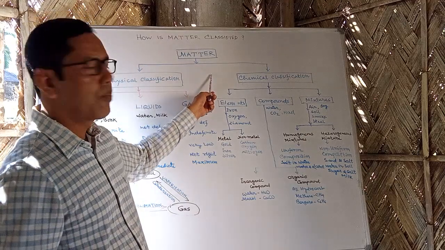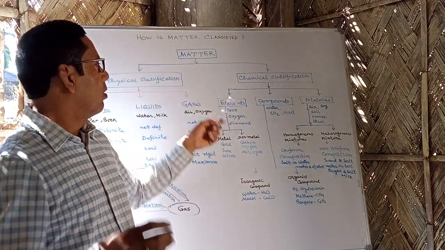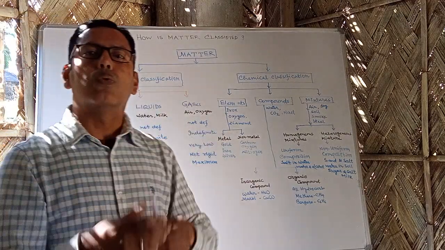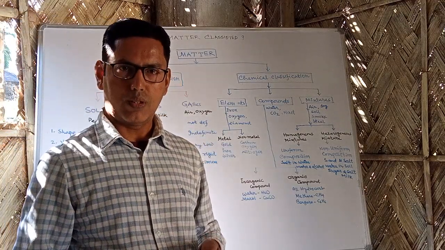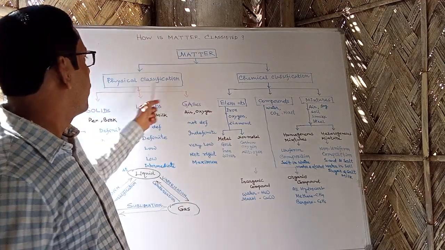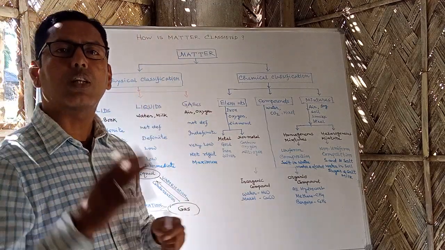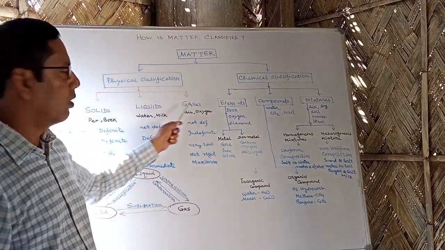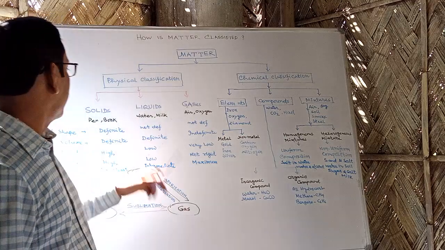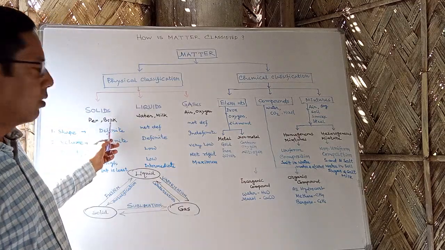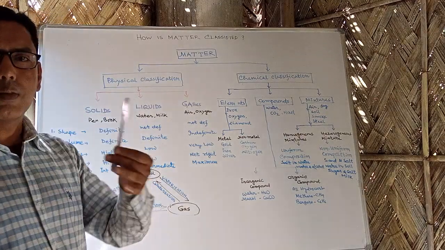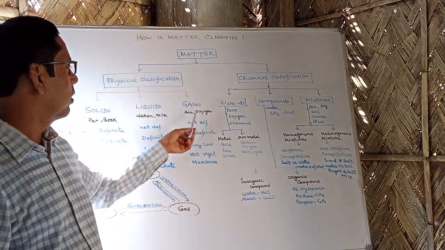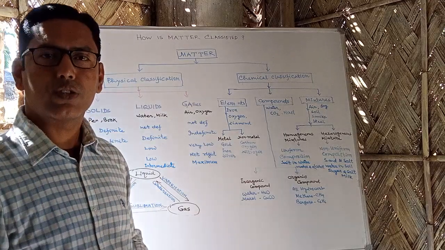Matter is classified on two properties. What are the two properties? On the physical classification, matter is of three types: solid, liquid, and gas. What are solids? Pen, book, iron rod are solids. Liquids are water, milk, kerosene. Gases are air, oxygen, nitrogen.